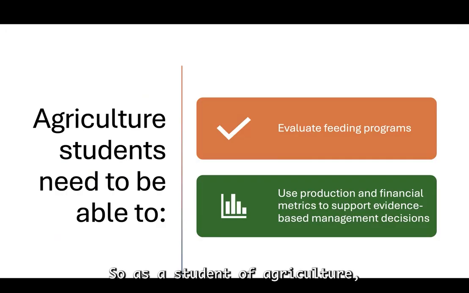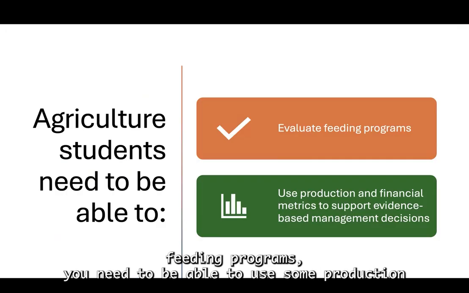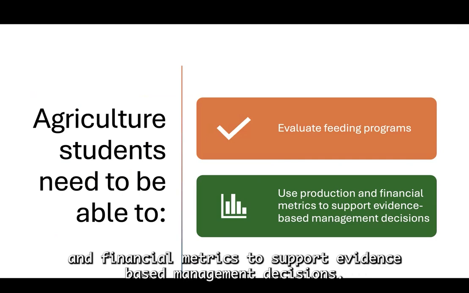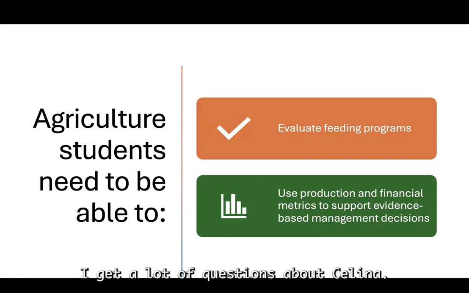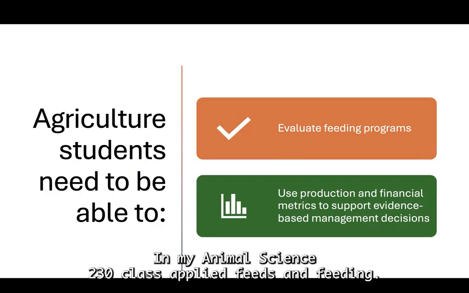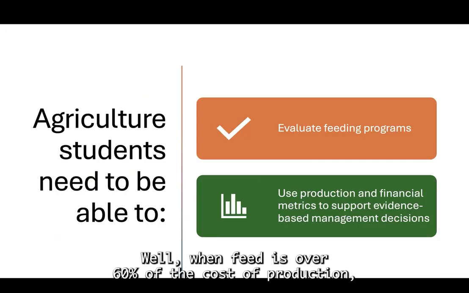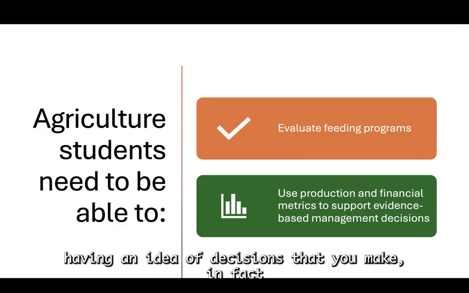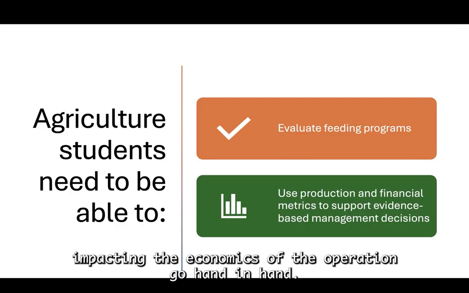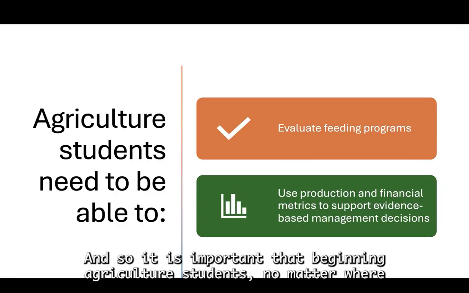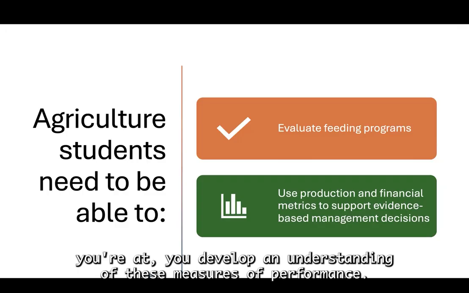So as a student of agriculture, not only do you need to be able to evaluate feeding programs, you need to be able to use some production and financial metrics to support evidence-based management decisions. I get a lot of questions about, Selena, why do we do that in this class, in my Animal Science 230 class, Applied Feeds and Feeding? Well, when feed is over 60% of the cost of production, having an idea of decisions that you make in fact impacting the economics of the operation go hand in hand. And so it is important that beginning agriculture students, no matter where you're at, you develop an understanding of these measures of performance.